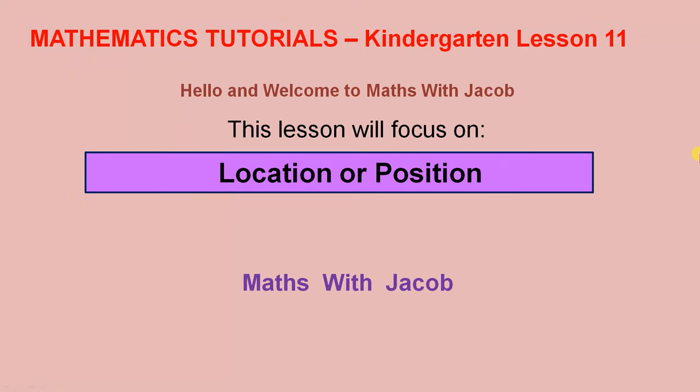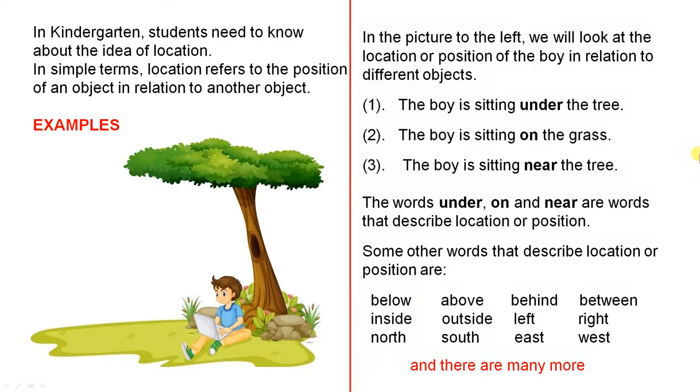This lesson will focus on location or position. In kindergarten, students need to know about the idea of location. In simple terms, location refers to the position of an object in relation to another object. Let's look at this example here.